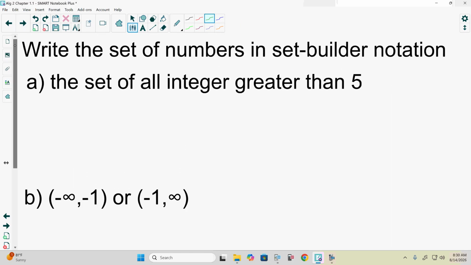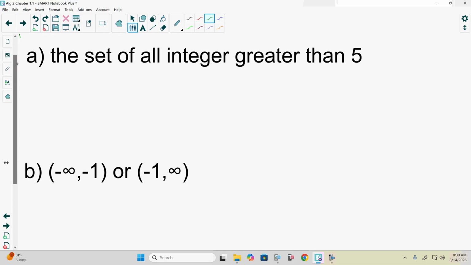I believe this is the last set that we have, this writing in set builder notation. When we look at what it's saying and what it's describing, we're going to write it out. So the first one is the set of all integers greater than 5. Whenever we write a set, we're always going to start with a brace.